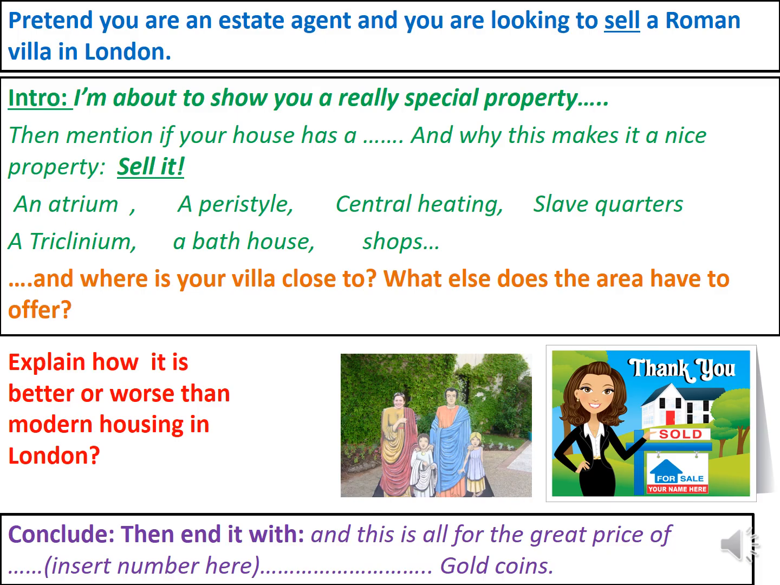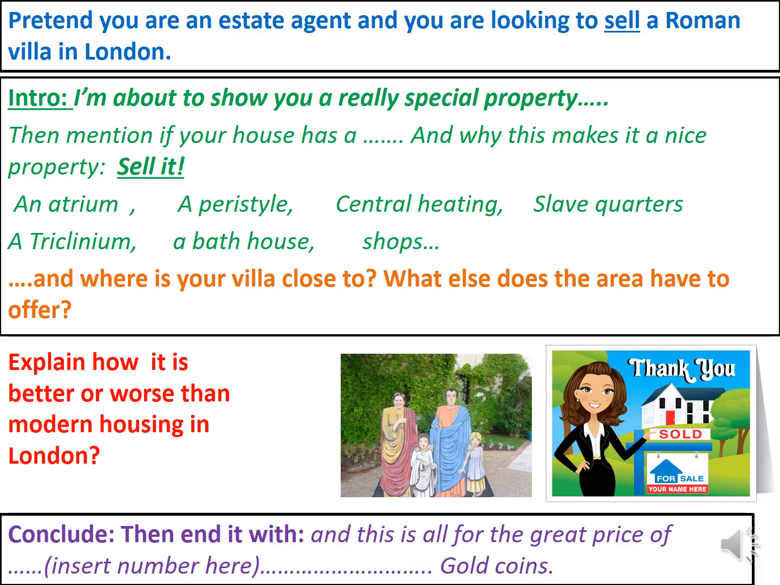Now, once you've got a lovely, neat and tidy diagram full of annotations and detail, what I'd like you to do is pretend you're an estate agent in London and you are going to sell a Roman villa. Not now, not a dilapidated piece of rubble, but a nice, fine, in good shape Roman villa. There's some sentence starters for you, and I'd like you to use all of the key words: atrium, peristyle, triclinium, bathhouse, central heating, slave quarters, etc.